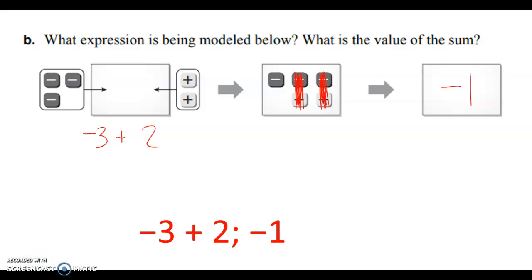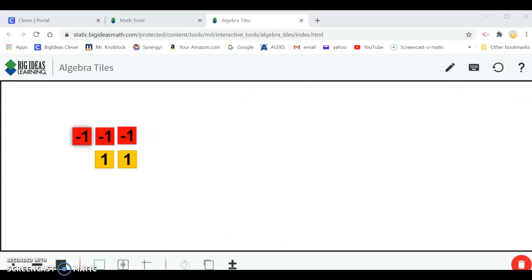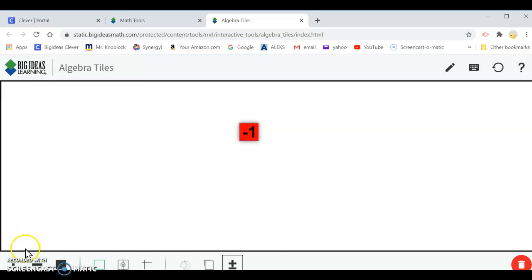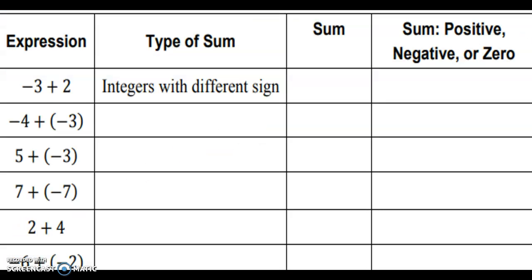So let's try that on with our model. Here we are with the 3 negatives and the 2 positives. Remember, when you put a positive on a negative, they disappear, and so you're left with a negative 1. Usually in class you would have this paper, but I think you can print it out on the website if you wanted to. But what we're going to do is go through and do some of these. You can do however many you want.